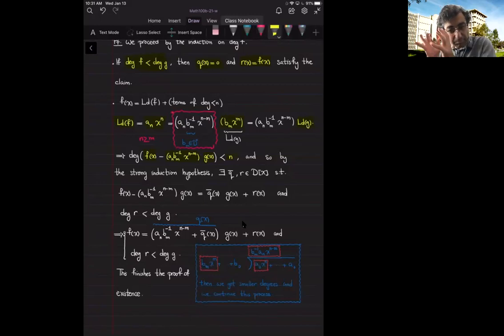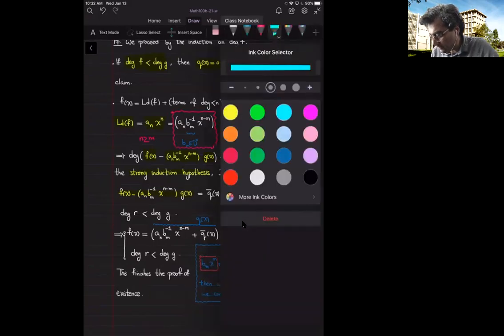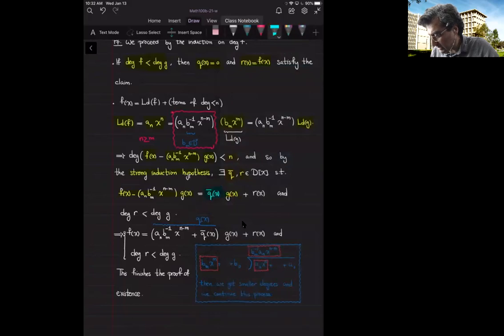Now that the degree of this polynomial is strictly less than n, I can use the strong induction hypothesis and divide out this binomial by g. So I get a quotient and a remainder for dividing this new polynomial by g. So when I divide it out, I get a quotient q bar and I get a remainder r. Again, what does that mean? This means these two polynomials satisfy this equality and this one.